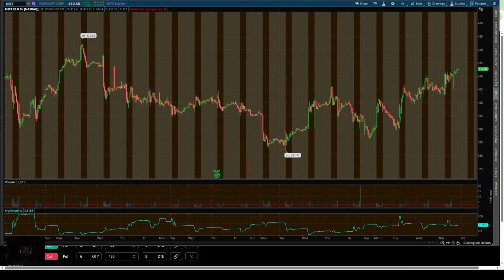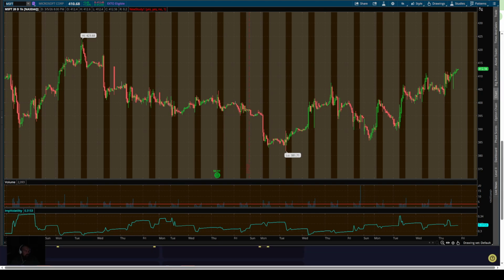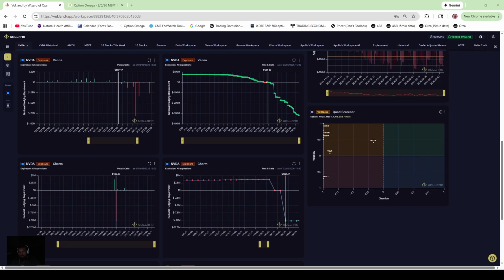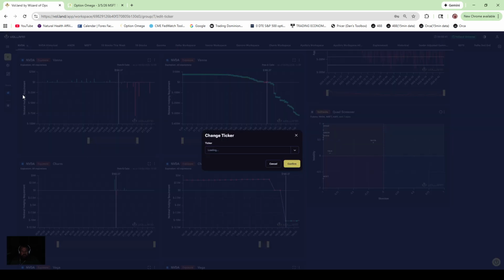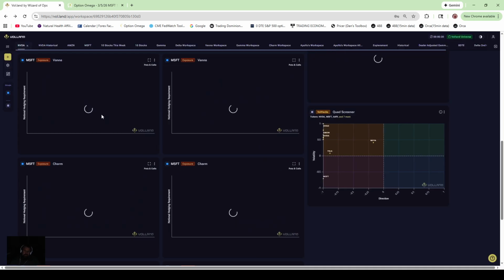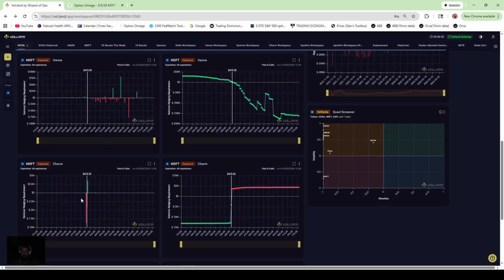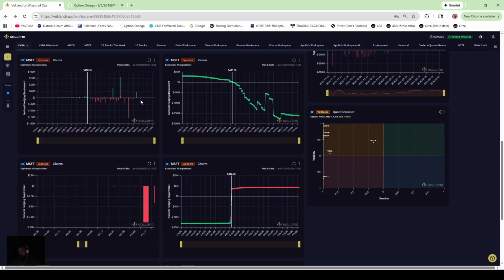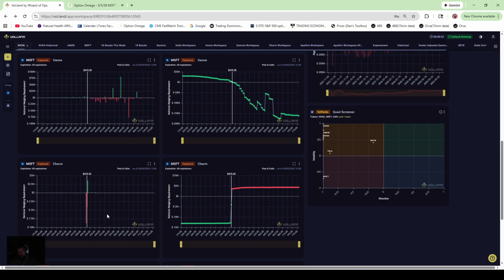Let's go ahead and take a look at the Volland, what we're seeing in that. So we'll go ahead and change this ticker to Microsoft. And we do have negative gamma above, not all the way until the 625. It is the largest strike.